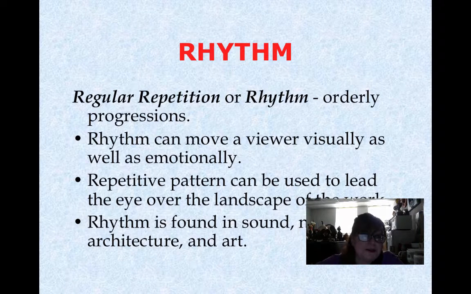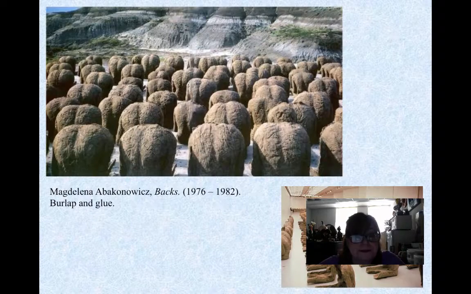Another of the principles is rhythm. You can have regular repetition or rhythm, orderly progressions. You most often hear about this in music, but rhythm can also be something that you find in art. So it can move you visually as well as emotionally. Repetitive pattern can be used to lead your eye over the landscape of a work of art. And rhythm is found in sound, nature, architecture, and art.